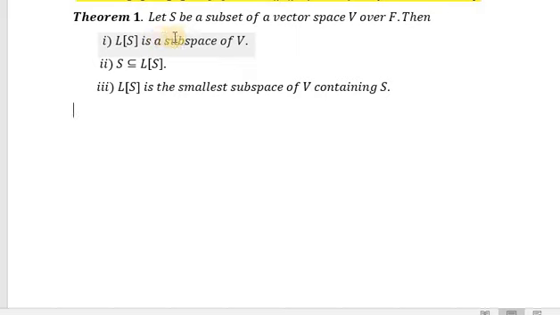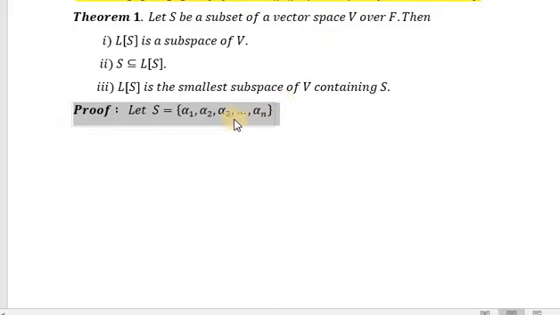Theorem 1. Let S be a subset of a vector space V over F, then 1. L of S is a subspace of V, and 2. S is a subset or equal to the linear span of S. Third one, the linear span is the smallest subspace of V containing S. So these three results we have to prove.